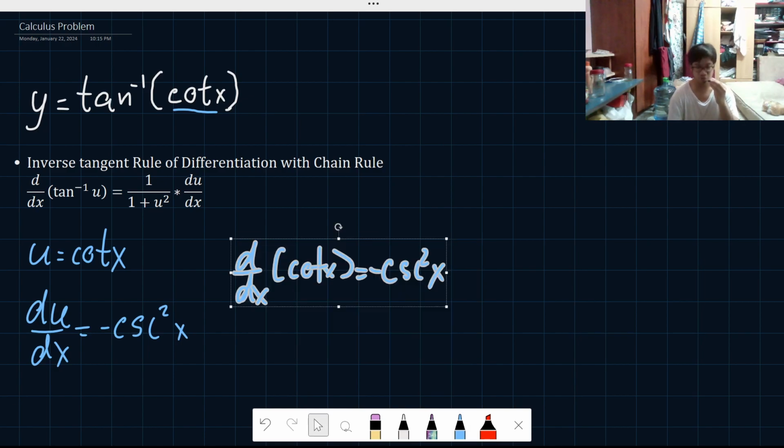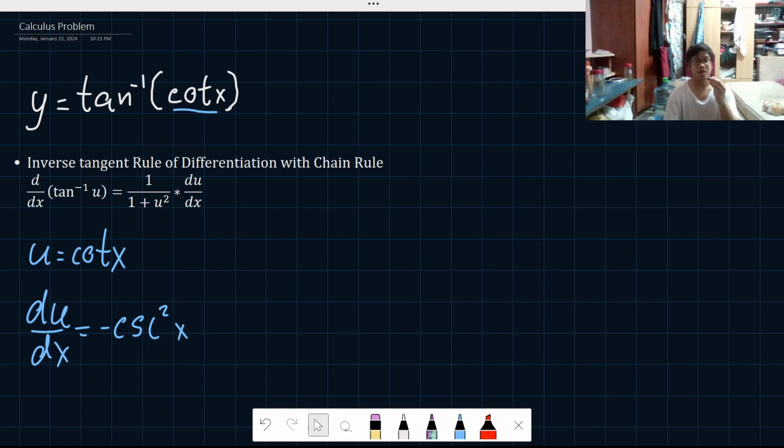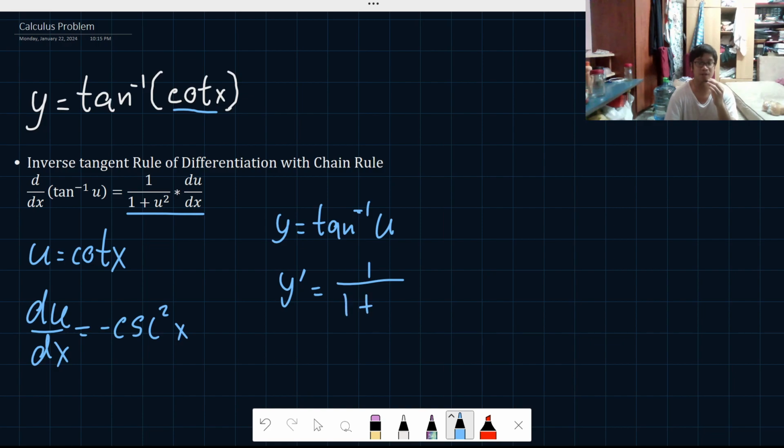So now what are we going to do? Since we let u be cotangent x, we will go back to this function and substitute cotangent x with u. So this becomes y equal to arctangent of u. Then we can get the derivative of it. What's the derivative of arctangent of u? It's this one. We will have 1 all over 1 plus u squared times du all over dx.